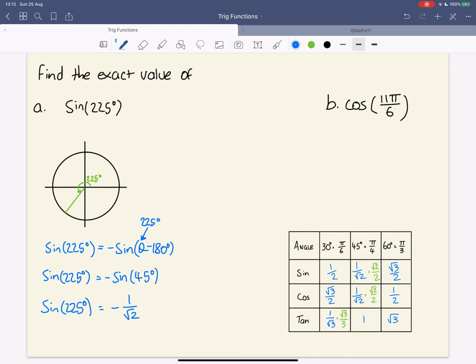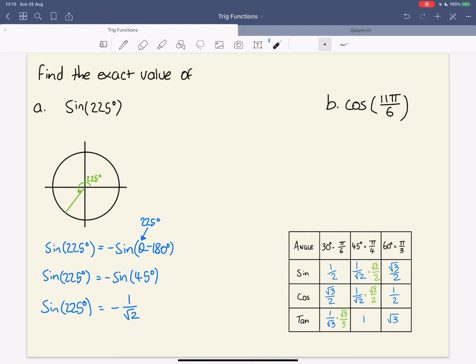Okay. As you can see, drawing the unit circle helped us identify what quadrant we were in. But if you know 225 is in quadrant 3, you don't have to draw the unit circle out. It just helps me identify what quadrant we're in, because each particular quadrant has a slightly different rule to work out the reference angle. So remember, in the third quadrant, it's theta minus 180, okay?